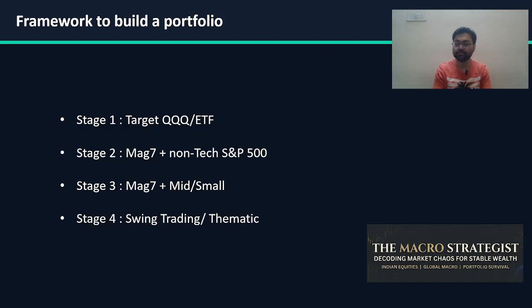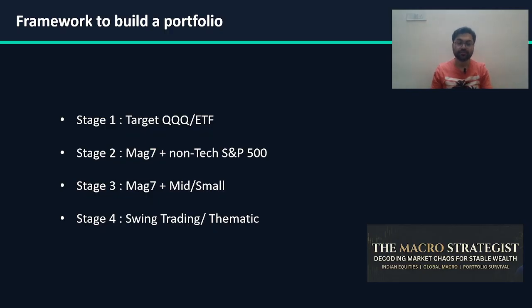If you are at stage two, which means you are 1 or 2 months into US investing, then you can consider the Magnificent Seven stocks as well as non-tech stocks to provide a good blend of technical and non-technical parts in your portfolio. Stage three is where you can consider a maximum of 7 stocks from mid cap and small cap.